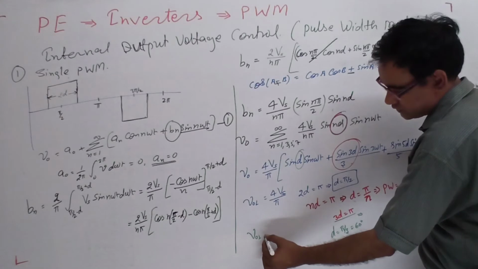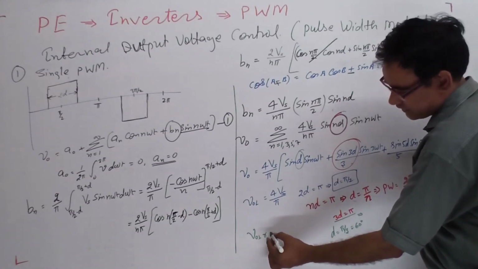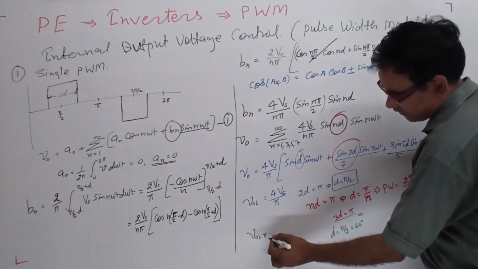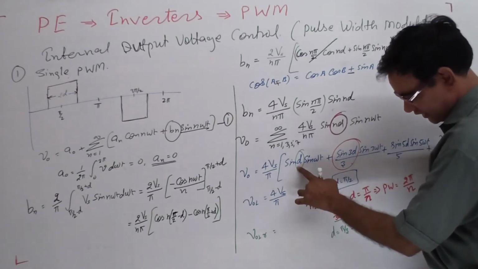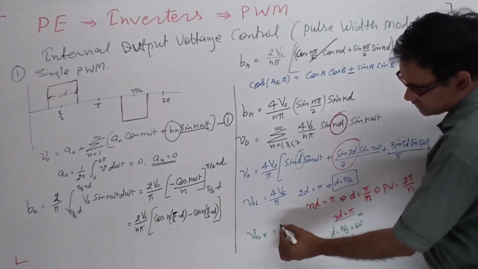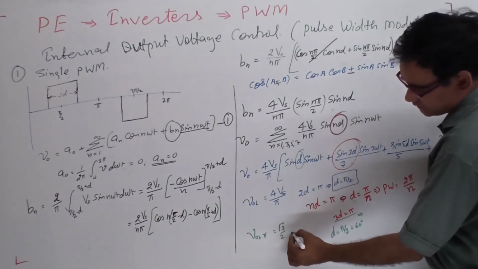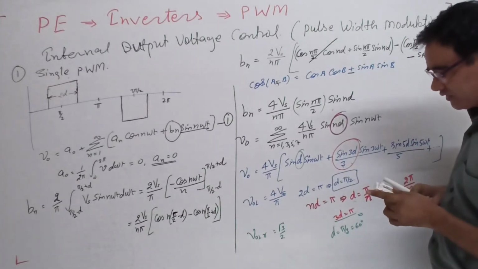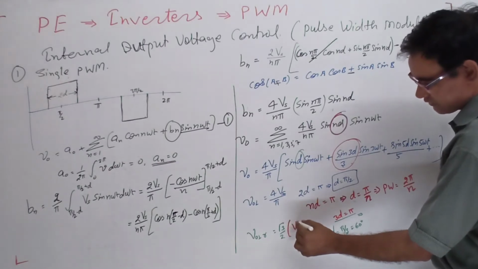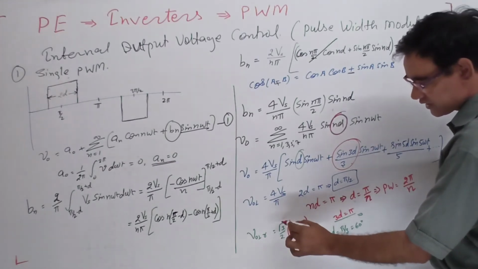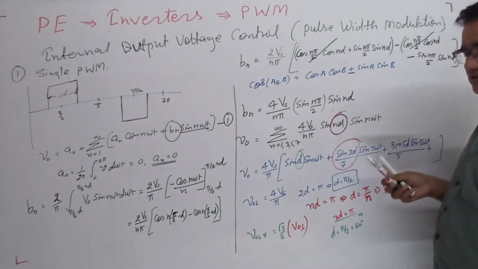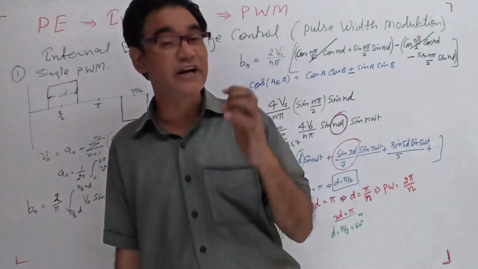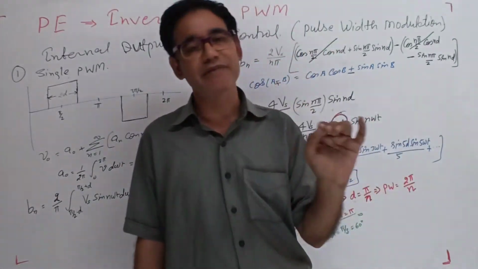So the fundamental is also reduced, by the factor of sin 60 degree, which is root 3 upon 2. And that was the initial value, the value of the fundamental, V01. So that is the reduction. In this way, the fundamental component also gets reduced, but a particular harmonic can be eliminated.